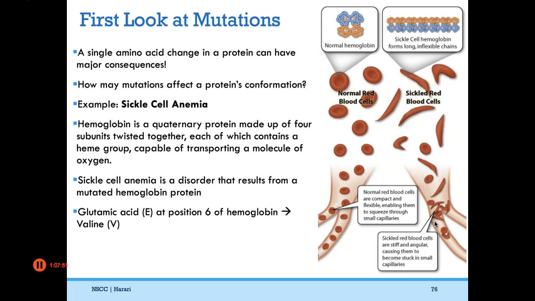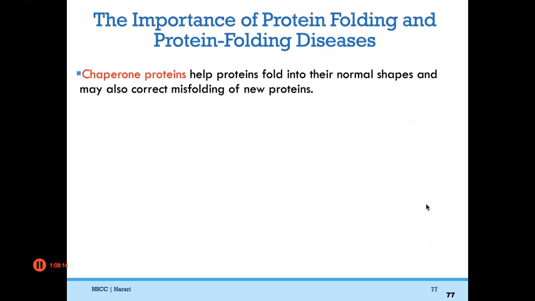So sickle cell anemia, again, because of one mutation in hemoglobin, causes the whole red blood cell to have a weird shape. That weird shape inhibits proper oxygen delivery throughout the body. So one amino acid change in just one of the thousands of proteins that are required for life can affect your entire body. So protein folding is incredibly important.